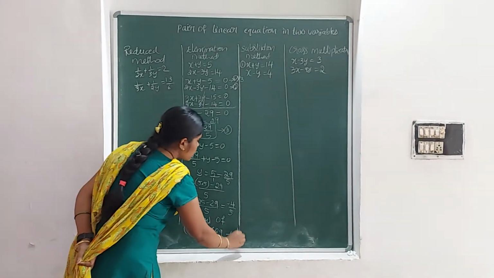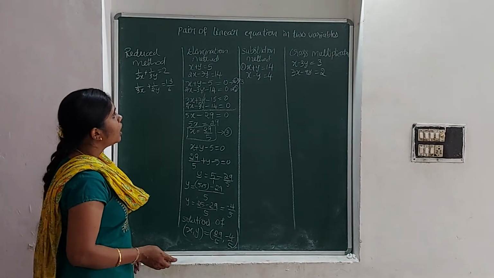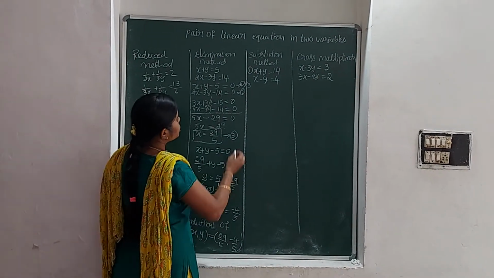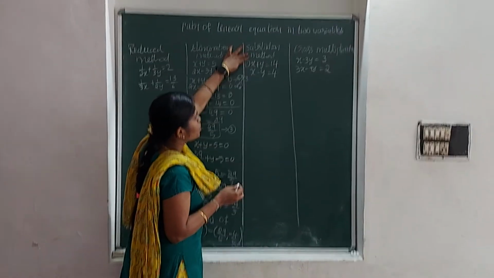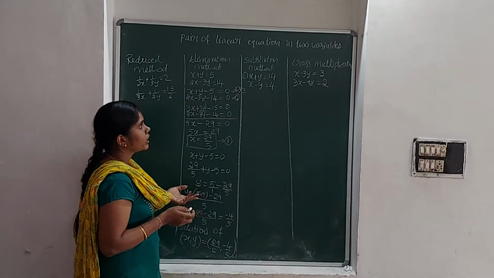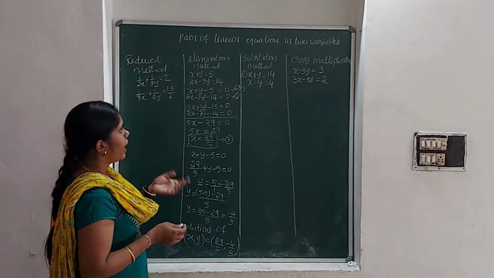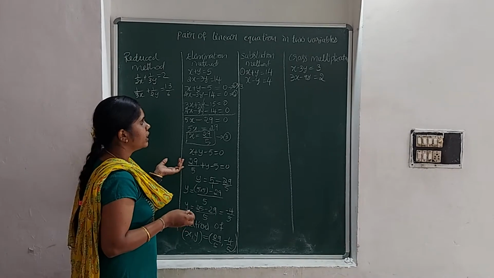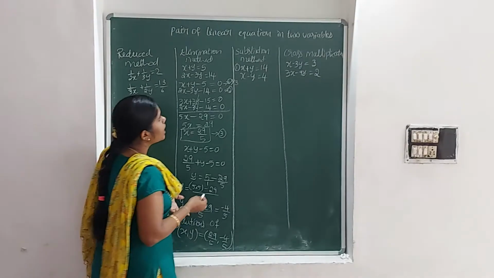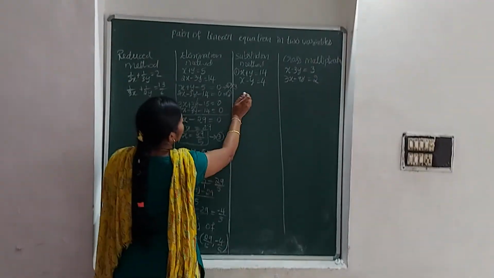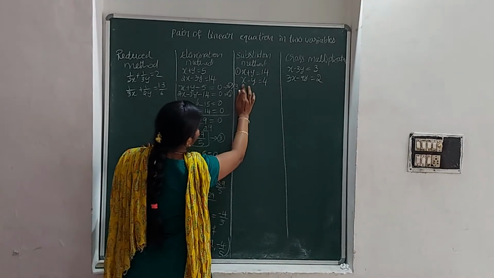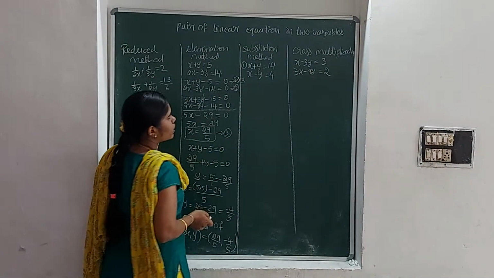Okay, so next is the second method for linear equations in two variables, called the substitution method. By the name only you can guess it. You can substitute the values from one equation into another equation to simplify and get the solution of x and y. So here x plus y is equal to 14 and x minus y is equal to 4 are given.